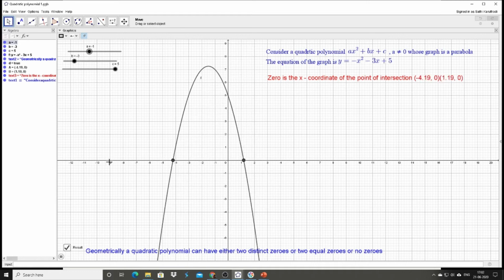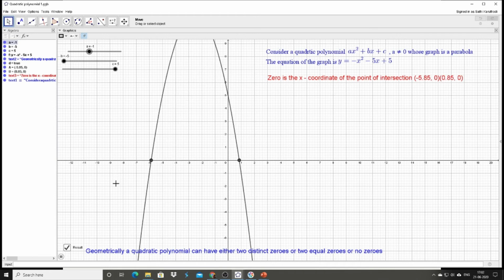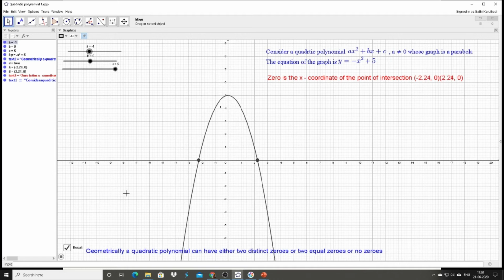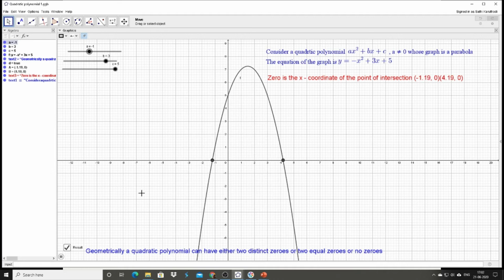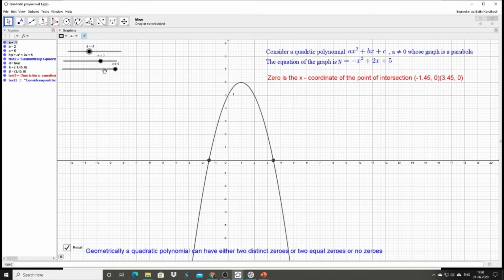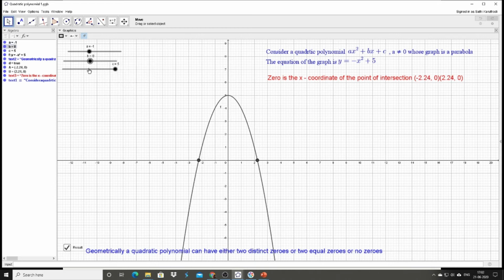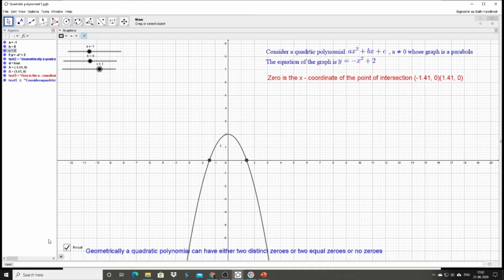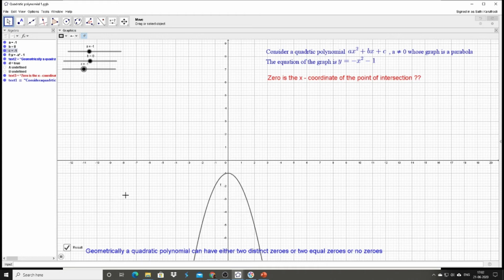A is given as -1. What is happening to B? The graph is downwards. More than that, it intersects at present at 2 points. Now let us see what happens when C is changing. When C is changing, the graph is moving downwards as well as upwards while keeping its opening downwards. Now we can see no point of intersection, 1 point, 2 points.